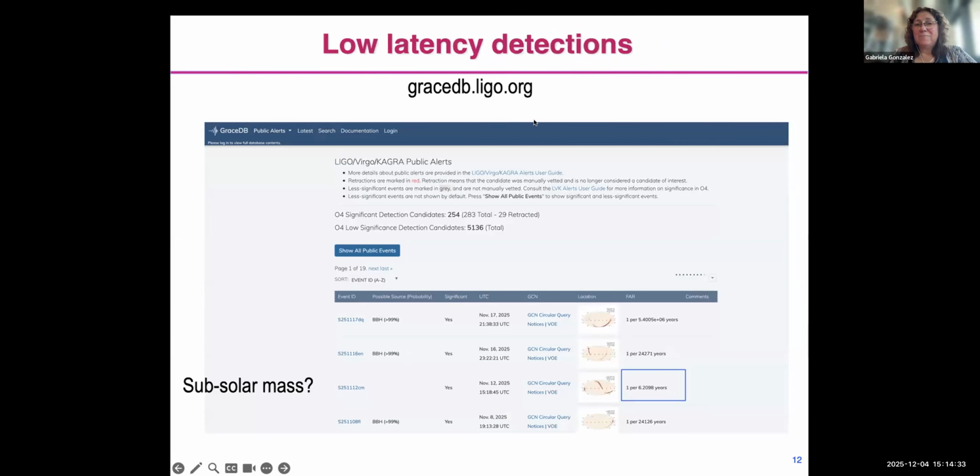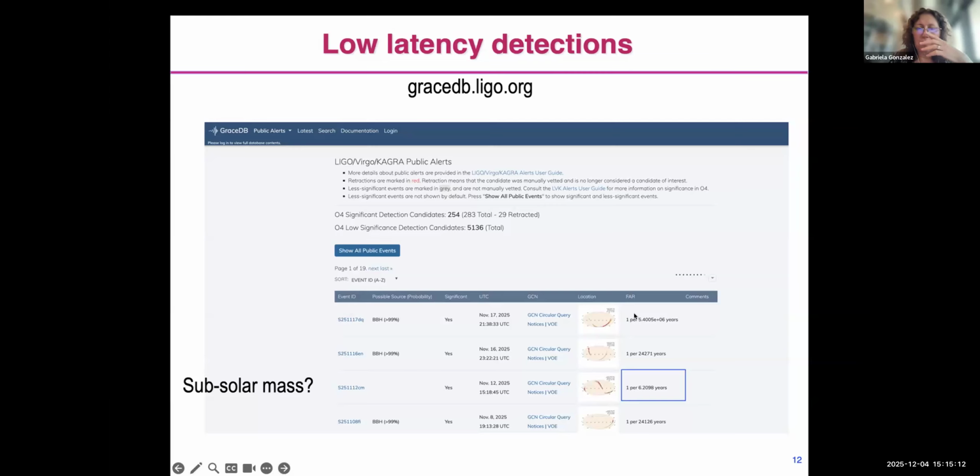As I was telling you, if you look at the low latency detections, there are already, well, there were, because we stopped taking data, 254, plus the ones we had published in O3, so there's quite a bit. And there's even a strange signal in here that doesn't say binary black hole or any label, because it was detected by an algorithm that was searching for binary systems with masses less than 1 solar mass. We call that sub-solar mass.